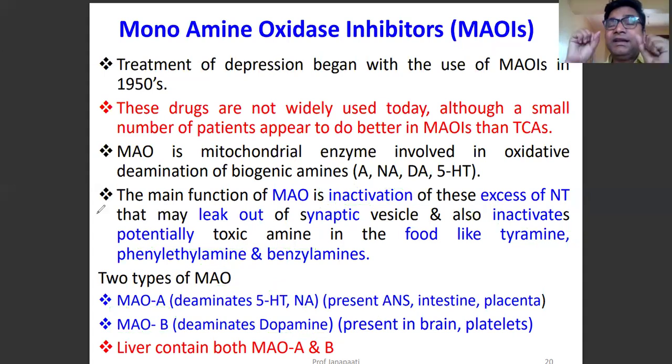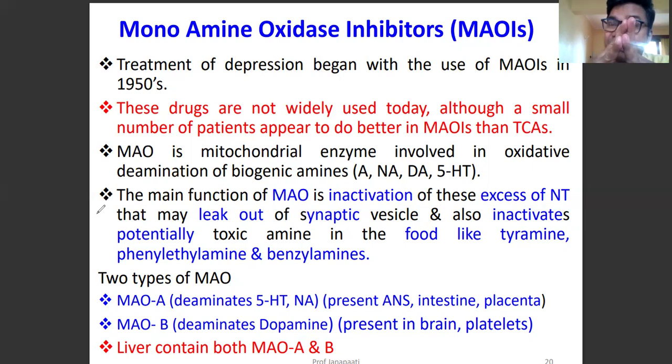So let me clearly tell. What does MAO mean? Monoamine oxidase enzyme. The main function of MAO is that it metabolizes neurotransmitters which contain a single amine. Example: adrenaline, noradrenaline, dopamine, 5-HT. So whenever these levels are in excess, our body will produce MAO. It is a mitochondrial enzyme. So it inactivates these so that the levels will be normal.